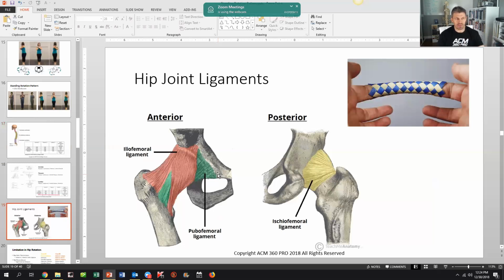So just remember that when we see limitations in movement of the hip socket, it could be partly due to the tightness of the ligament capsule itself, and that's why joint mobilization is really important. But also, someone who's hypermobile may not have the control to stabilize that hip movement. So just pay attention to those kinds of things.